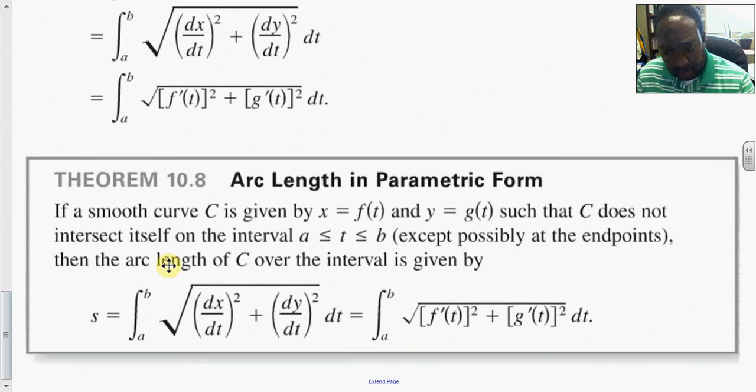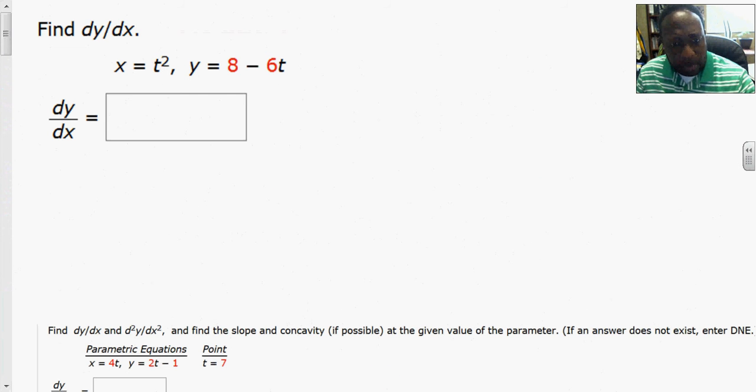And so just the formal statement, if c is a smooth curve given by the two parametric equations, f and g, such that c does not intersect itself on the interval from a to b except possibly at the endpoints, then the arc length of c over the interval is given by this formula here. So let's go ahead and just put our knowledge to work.